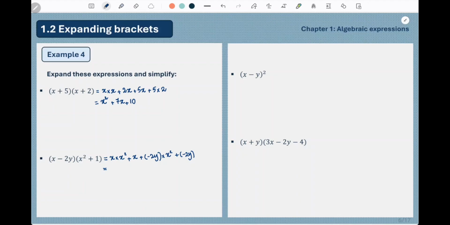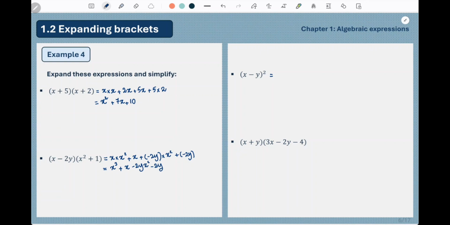So x times x squared: from the previous video, from the index law, if they have the same base, we can add the powers together, and 1 plus 2 is 3. So it's x to the power 3 plus x minus 2y x squared minus 2y. Can we simplify this expression any further? The answer is no, so we'll keep it as it is, and we'll move on to the next expression.